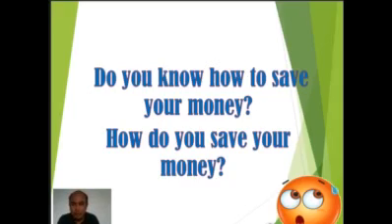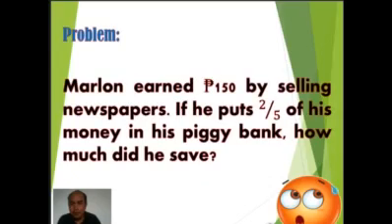a child named Marlon, a grade 5 pupil like you. So let's take a look at Marlon. Marlon earned 150 pesos by selling newspapers. If he puts 2/5 of his money in his piggy bank, how much did he save?